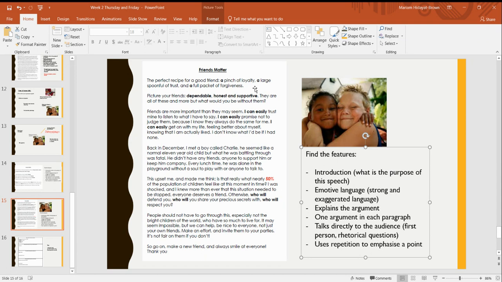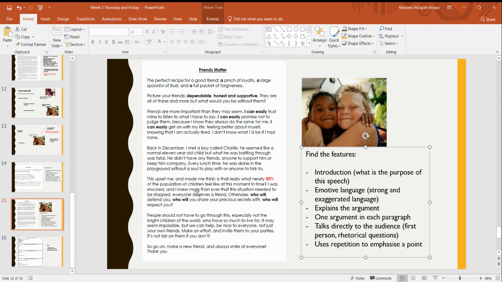Everyone deserves a friend. Otherwise, who will defend you? Who will you share your precious secrets with? Who will respect you? People should not have to go through this, especially not the bright children of the world who have so much to live for. It may seem impossible, but we can help. Be nice to everyone, not just your own friends. Make an effort and invite them to your parties. It's not fair on them if you don't. So go on, make a new friend and always smile at everyone.